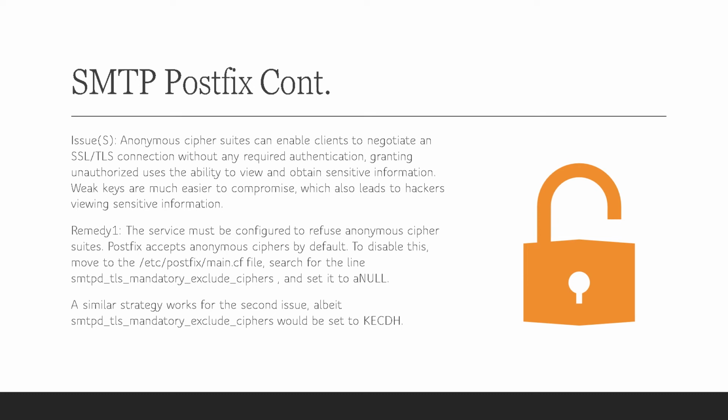The users need to have Postfix configured to refuse anonymous cipher suites or weak cipher suites. To do this, they must go through the main configuration file, the Postfix main.cf file, find the line that says smtpd_tls_mandatory_exclude_ciphers, and set that equal to aNULL or kECDH.